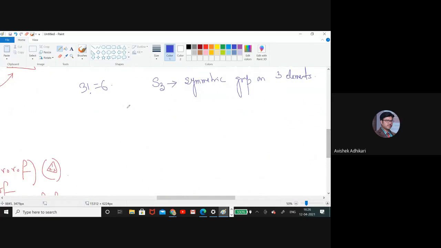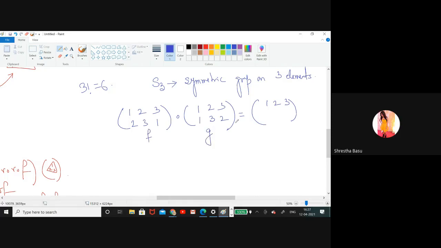If you have two permutations, for example 1, 2, 3 going to 2, 3, 1, composed with another permutation, say 1, 2, 3 going to 1, 3, 2, can anybody tell me what this permutation becomes? Anybody, any idea? That is very important. Somebody says 2, 1, 3.